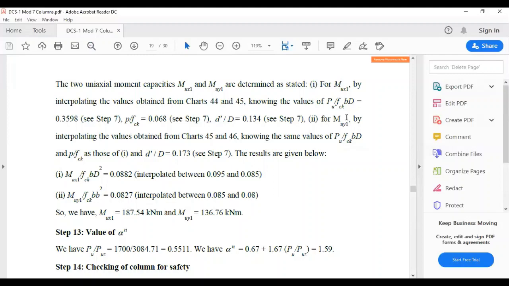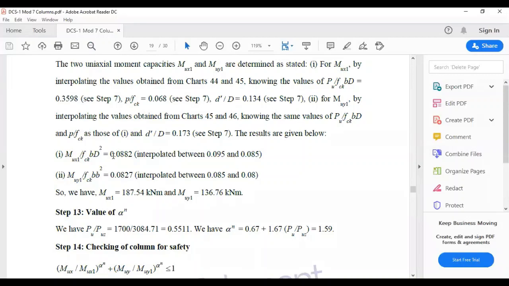And for MUY1, by interpolating values obtained from charts 45 and 46, and we know the value of P upon FCK BD and P upon FCK are the same as those of MUX1, and D dash by D value here is 0.173, which we found in step 7, and the results are given below as follows.